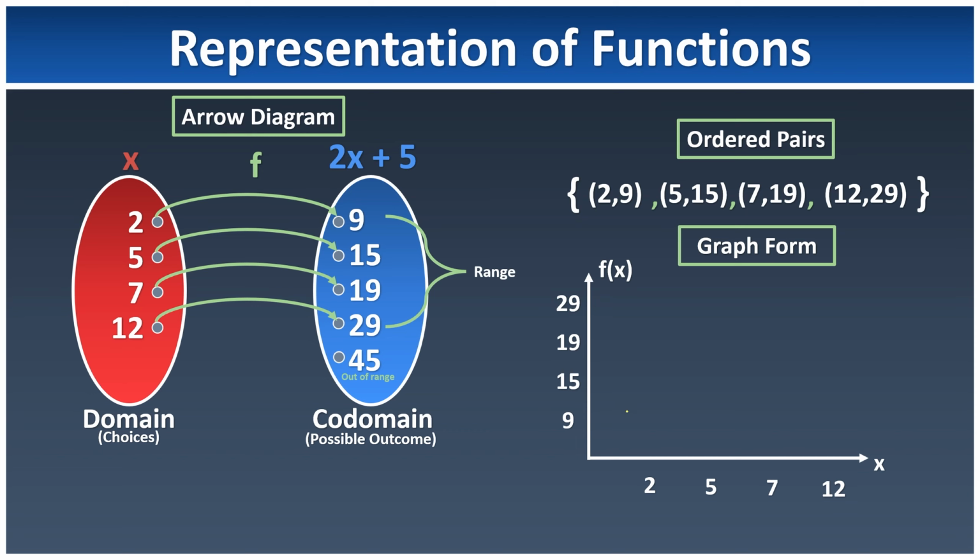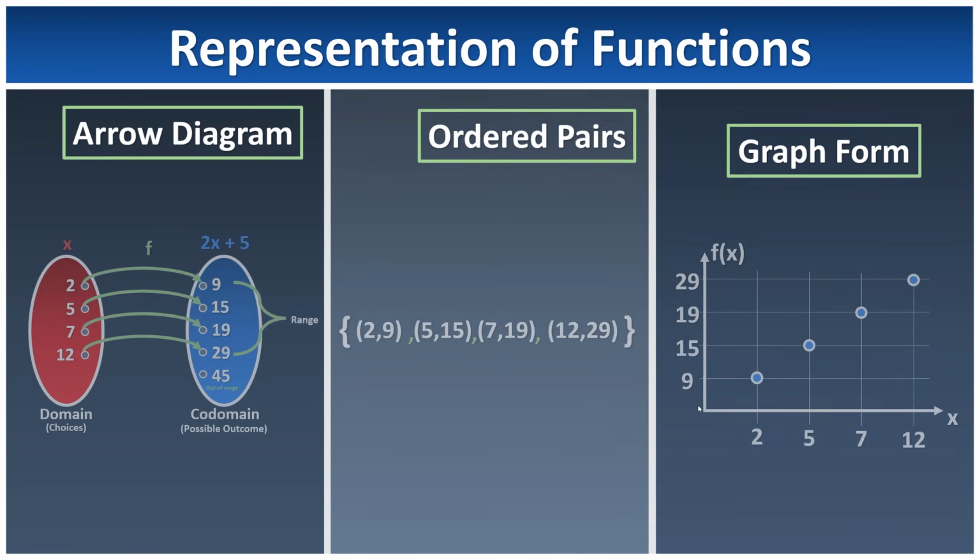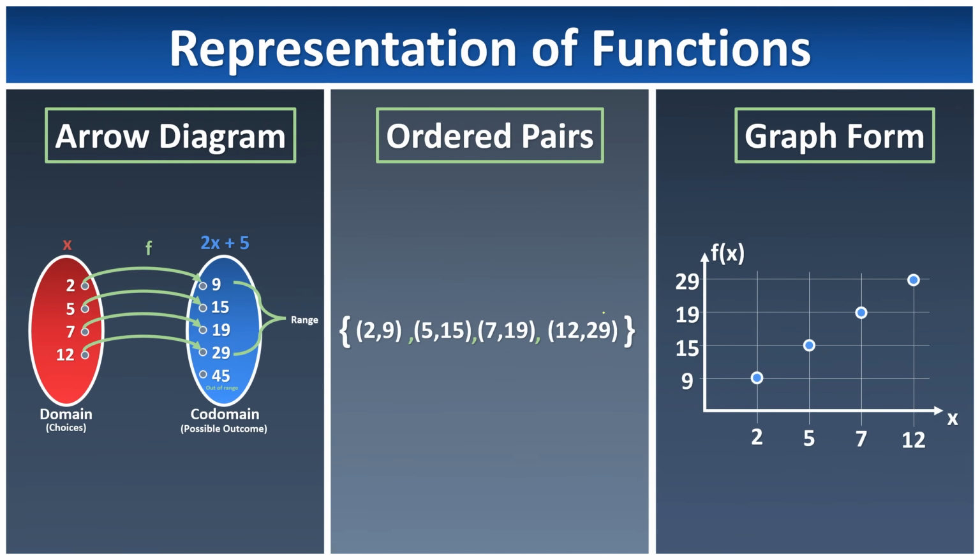And we're going to do it like a coordinate. So we have this, and this. But don't connect the line, because this is like one object mapped to one image, one by one, but it's not a continuous one. So now we have learned how to represent the function in 3 different ways.